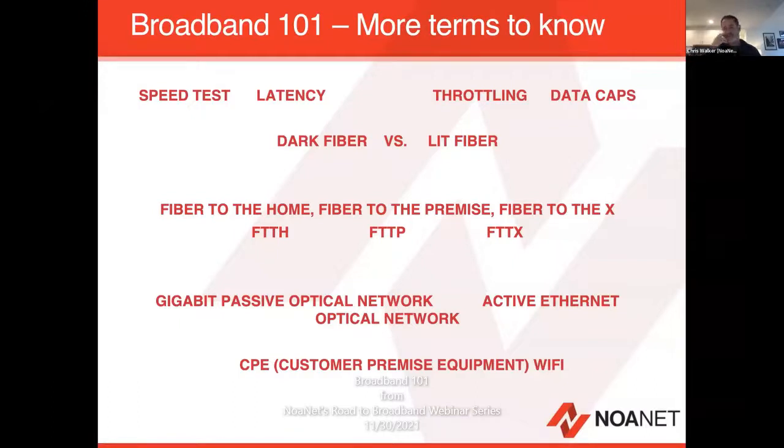Last 2 terms: CPE, customer premise equipment. That's really a device that the service provider installs at the home, at the business, that your internal network connects to. So your internal, if you're a homeowner, your router connects to that CPE. If you're in business, your switch, your router, what have you, connects into that CPE. So that's a term you'll hear quite often.